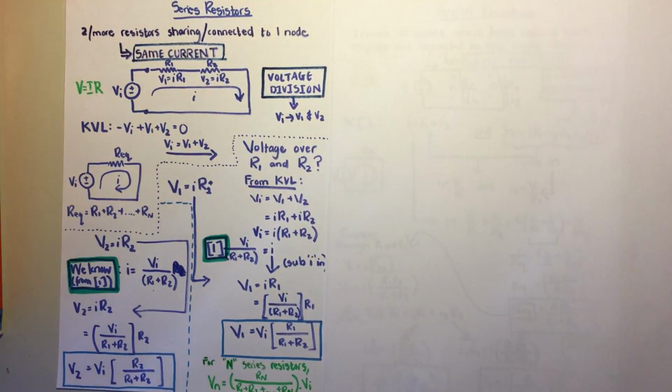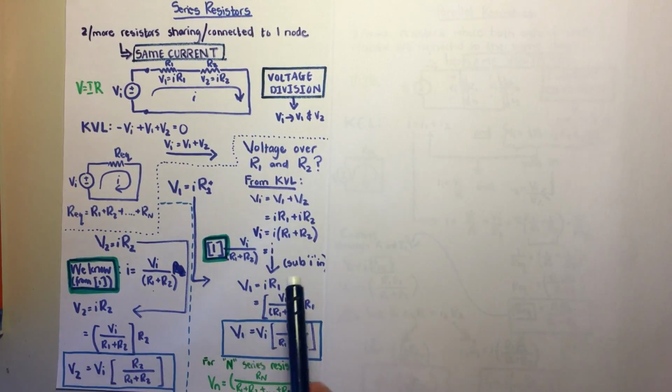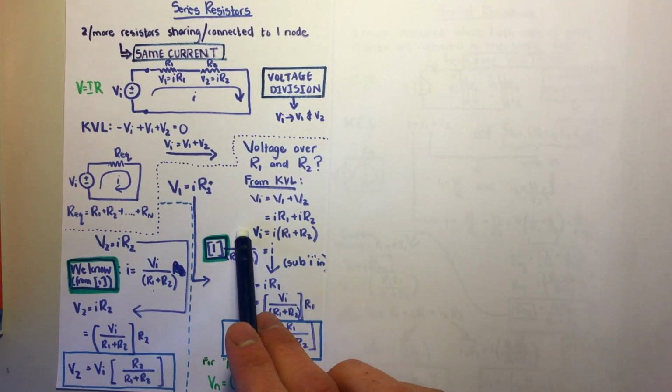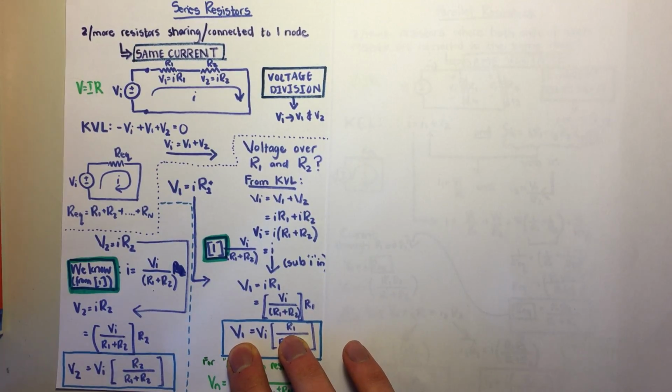Okay, we can do the same thing for R2. V2 is equal to IR2. We know what I is because we just solved for it, Vi over R1 plus R2. So we can sub in for I over here. And then we can move the Vi out and get R2 over R1 plus R2. Just something to take note of is the fact that the R value and the V value is the same on the top. So V1 and R1 have the same subscript, whereas here the same thing, V2, R2.